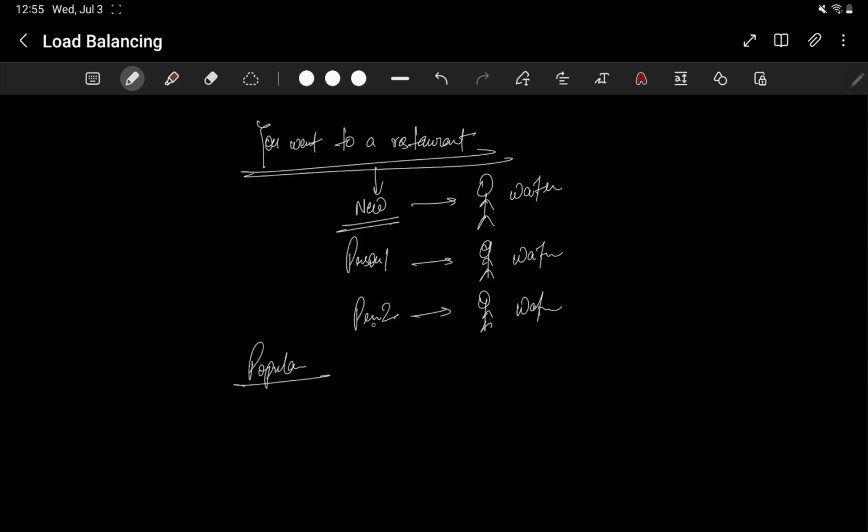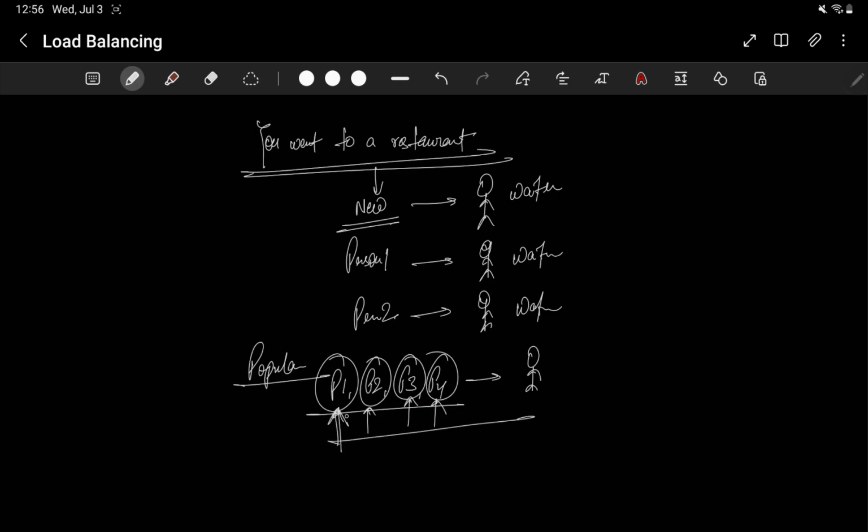Now, instead of having one person at a time, we have P1, P2, P3, P4, four people who came together. With only one waiter, they all sat on separate tables, so basically there are four groups. This waiter will serve each of them one by one. It cannot serve them all together. So when this waiter is serving this person, the others are waiting, right? So this is the problem with one waiter.